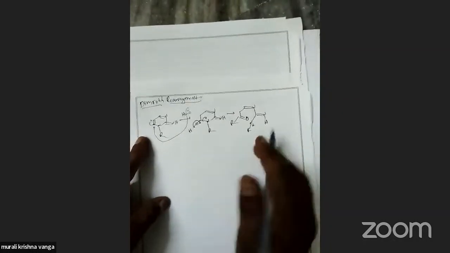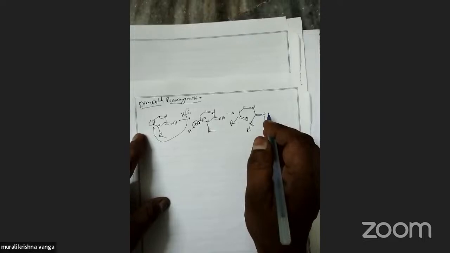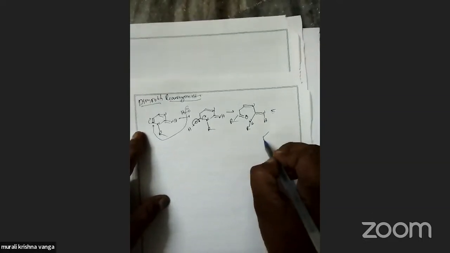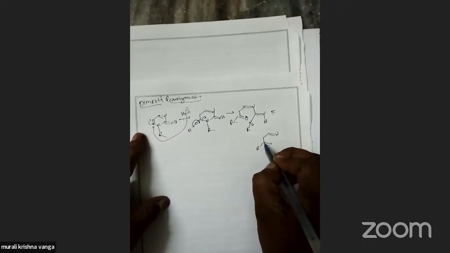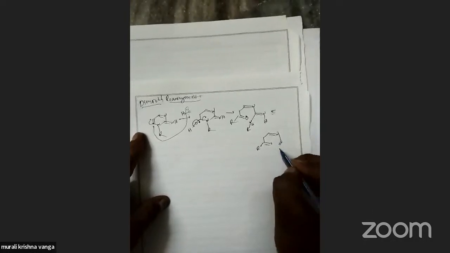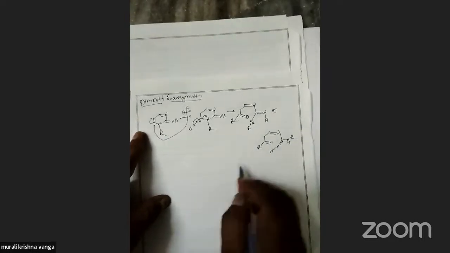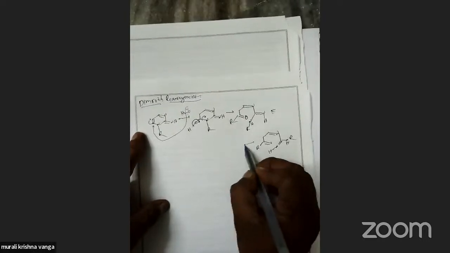It undergoes here. I am writing like this, see here. NHR. It involves addition of the lone pair of electrons attacking here, with the bond shifting there.